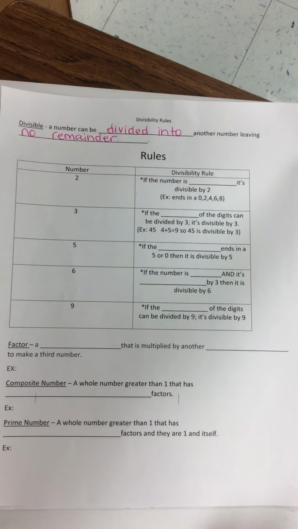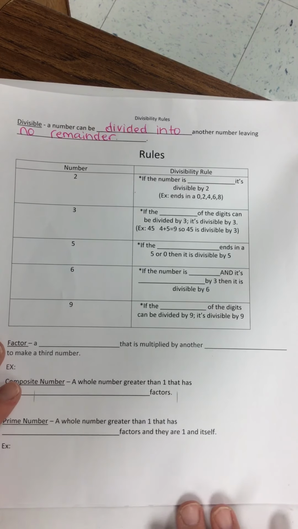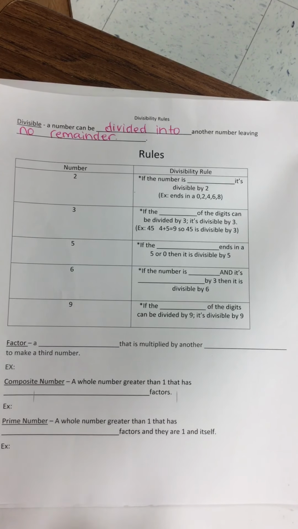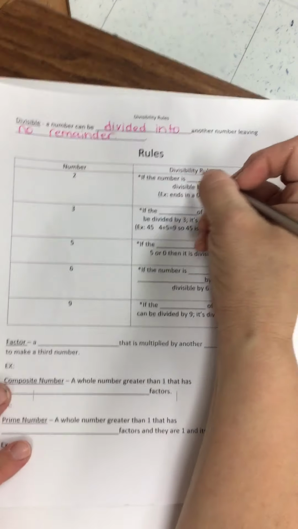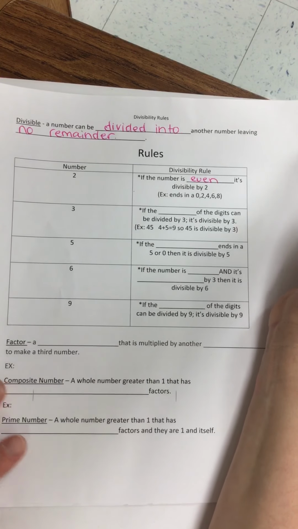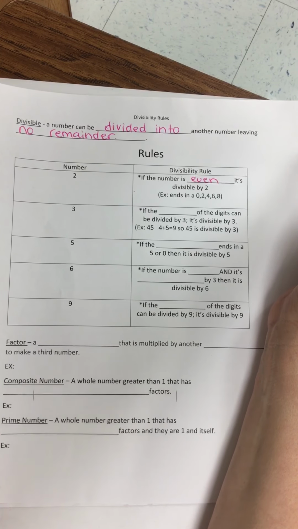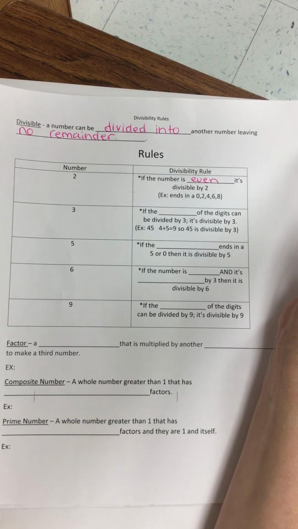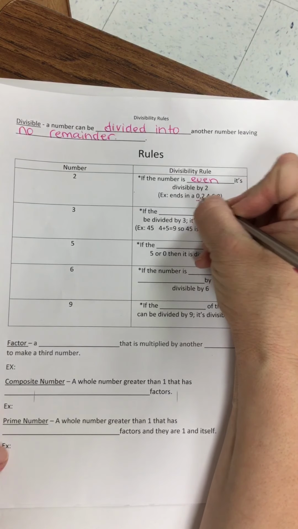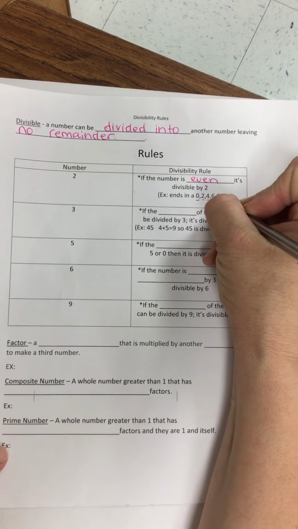All right, so divisibility rules, we start with the rule for the number 2. The rule for 2 means if the number is even, then it's divisible by 2. So anytime you have an even number and you want to divide it by 2, it's going to be divided evenly with no remainder. And if it's even, it ends in a 0, 2, 4, 6, or 8.